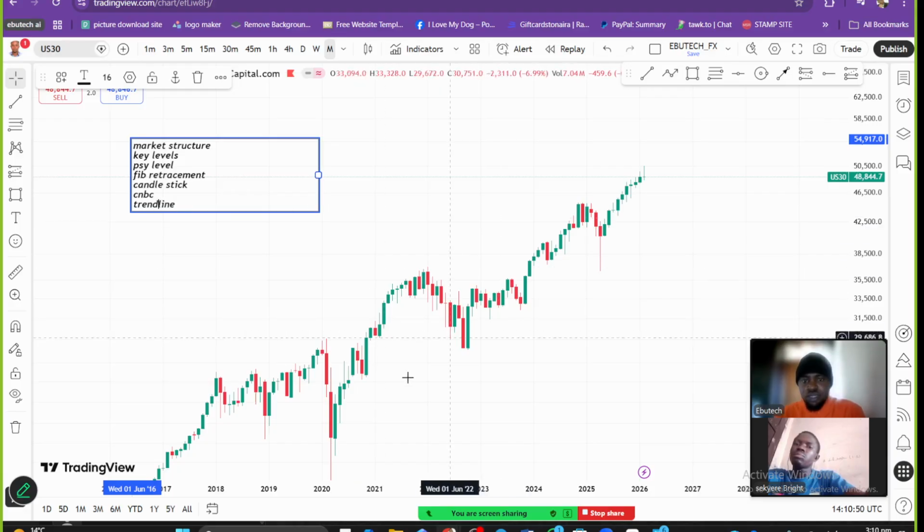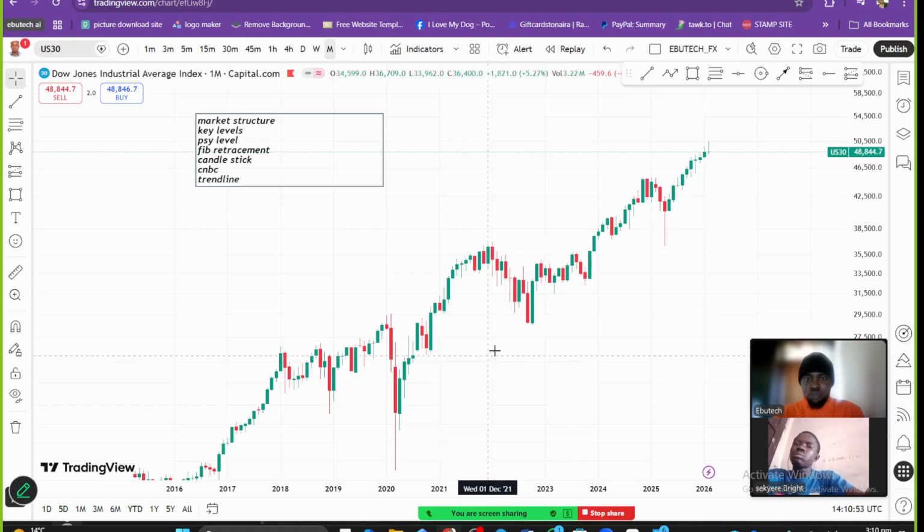So these are the things you look at when you come to analyze the US30. Without this, you can't know what is happening here technically. Without the market structure, key levels, psychological levels, fib retracement, candlestick, CNBC and trend line, if you don't analyze it, you can't know what is going to happen in this market, and you don't have any business here.